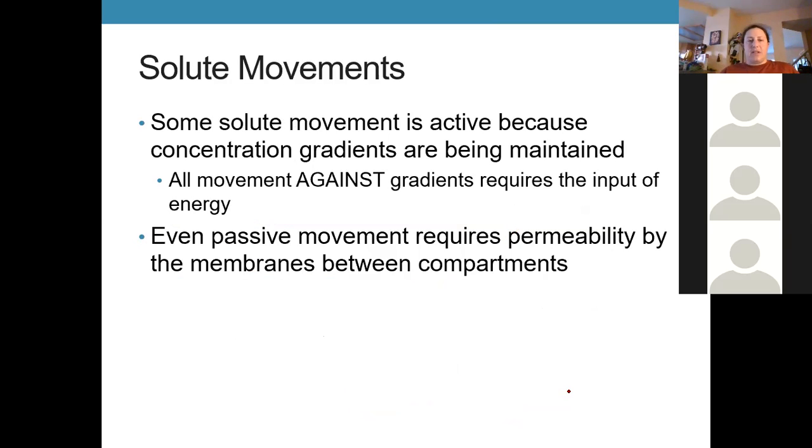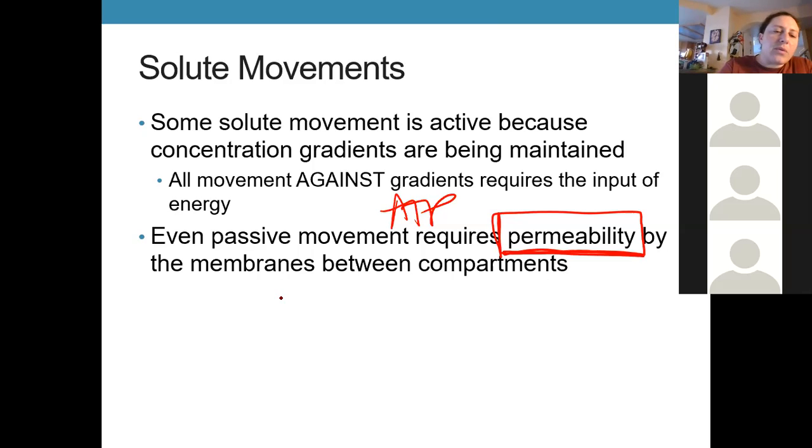Okay, so solutes can move actively, right? We know we have these pumps because we're maintaining concentration gradients. So remember that whenever we move against a concentration gradient, it's an active movement, which literally means that we are using energy. And passive movement, while it doesn't require energy, still requires permeability. So things don't just move passively because there's a gradient, things move passively because there's a gradient and there's a pathway.